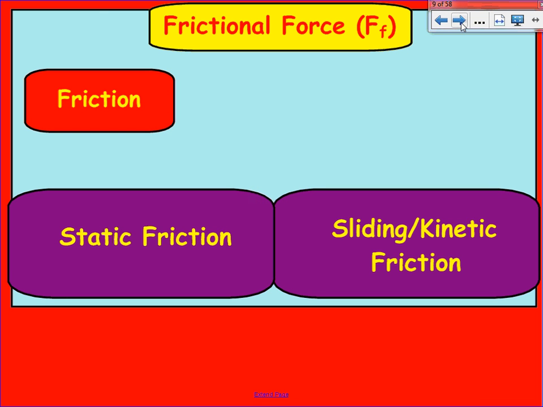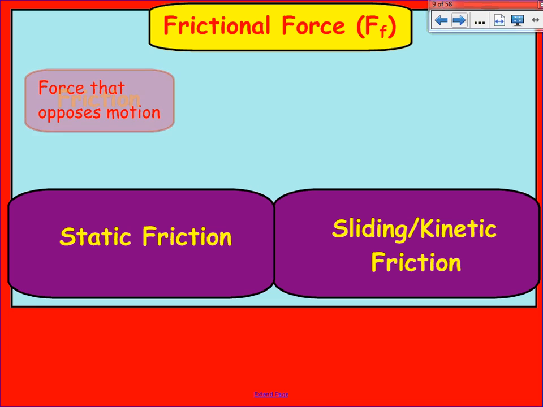The final force I want to talk about is frictional force, or F sub F. First of all, friction is defined as a force that opposes motion. So if an object is moving, it's going to oppose it. It also is going to be a force that opposes motion that wants to start. So you can see there's two types of forces here. There's static friction, and then there is kinetic or sliding friction.